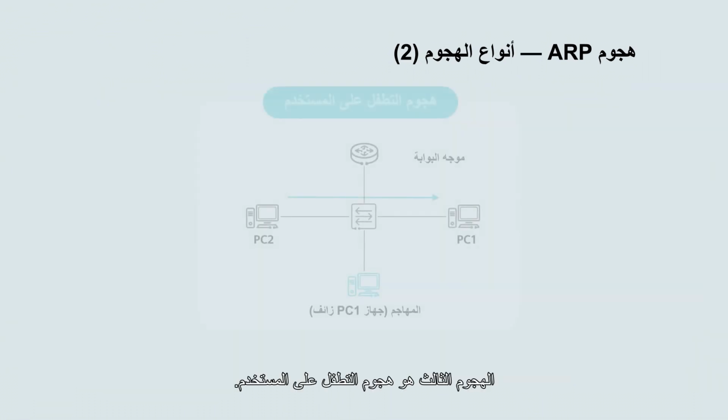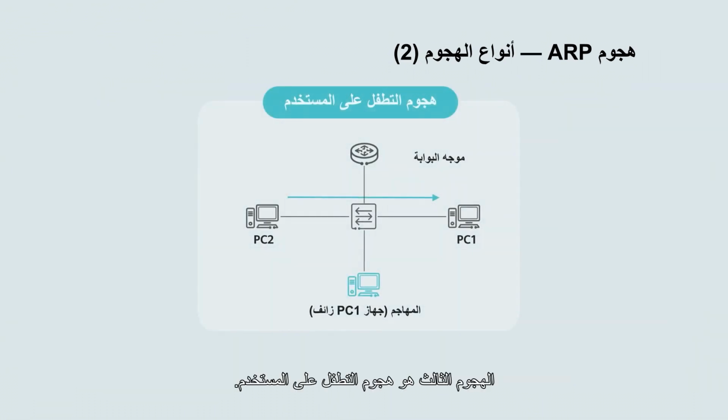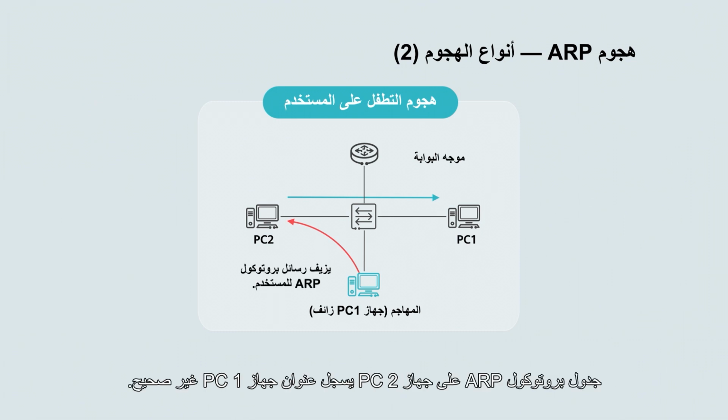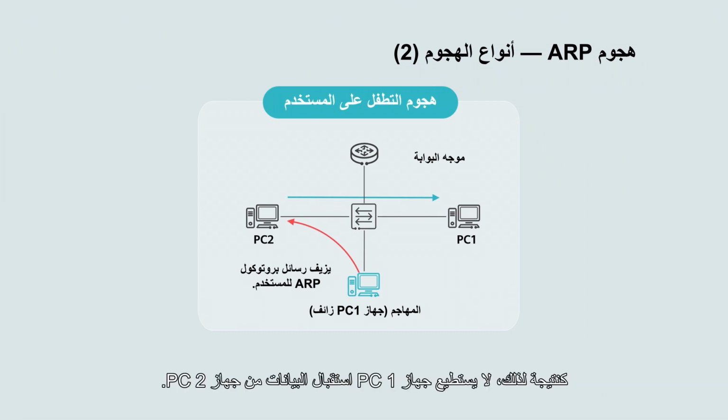The third attack is a user spoofing attack. For example, if an attacker forges a PC1 address to send ARP messages to PC2, the ARP table on PC2 records an incorrect PC1 address. As a result, PC1 cannot receive data from PC2.